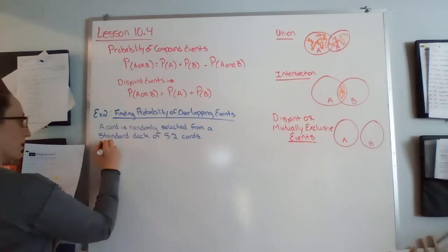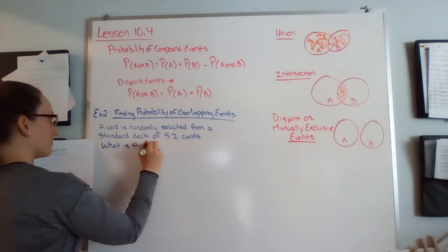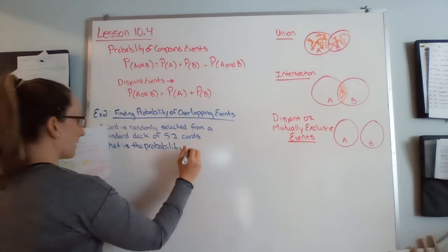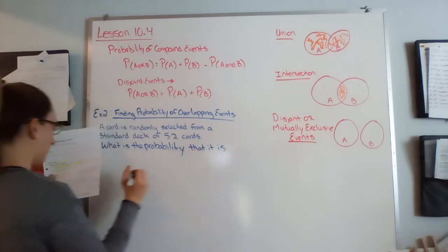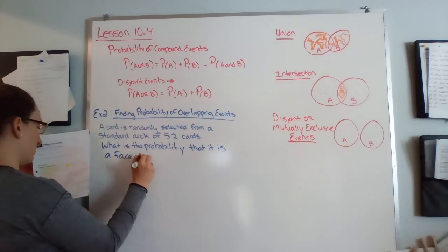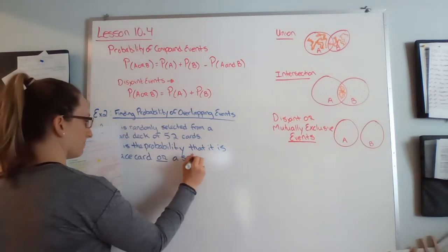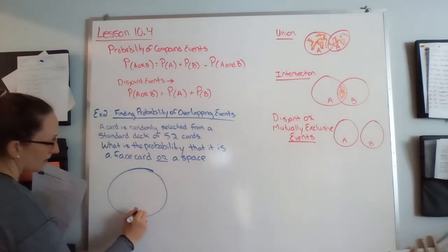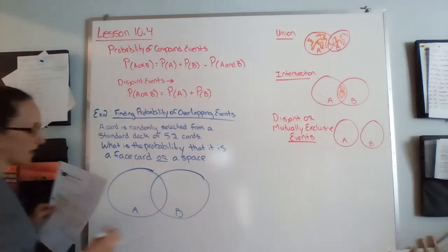And then it says, what is the probability that it is a face card or a spade? All right, so event A, selecting a face card. Event B, selecting a spade.